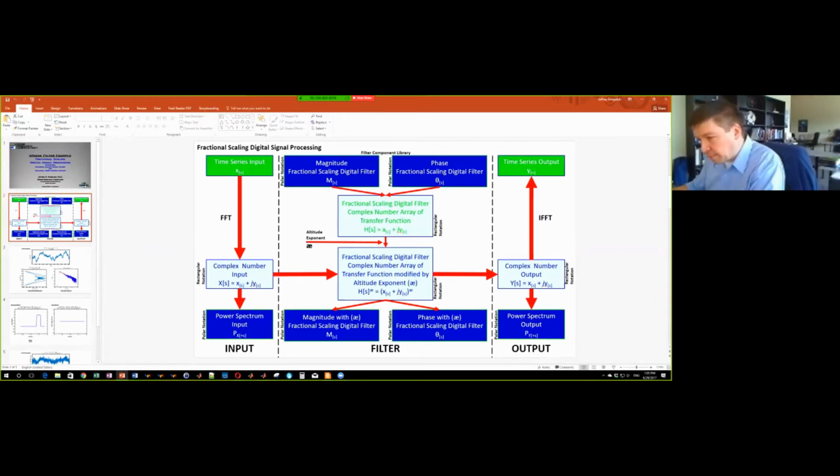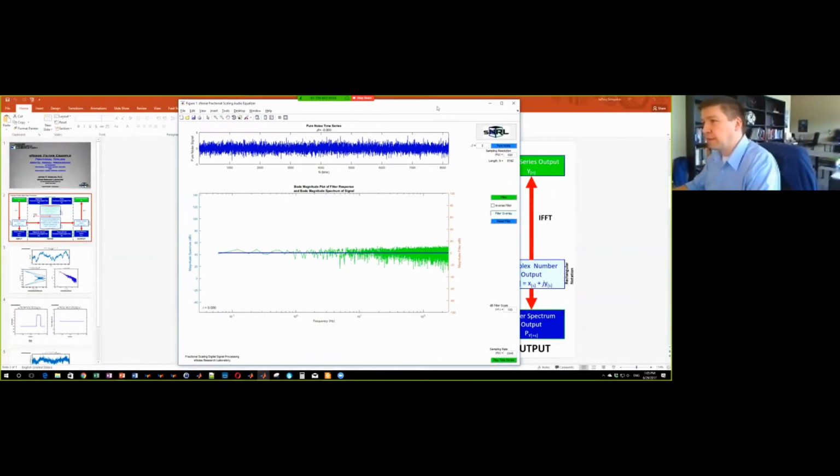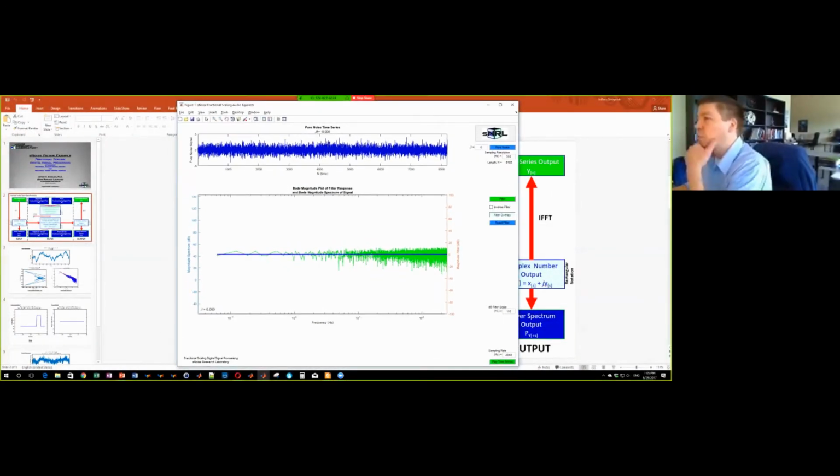So as an example, if we look at this in MATLAB, right here we have a pure noise. This is a beta value of 0. This is just a white noise generated through a random number generator.